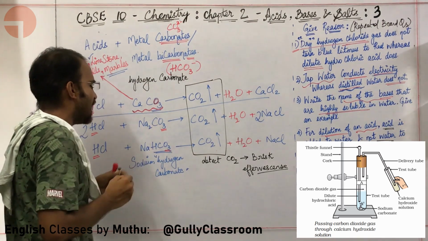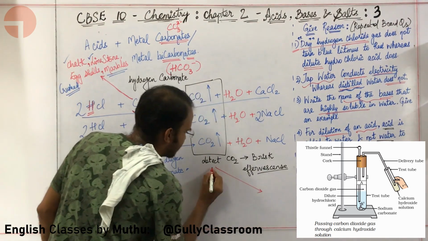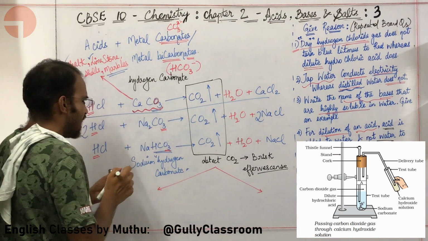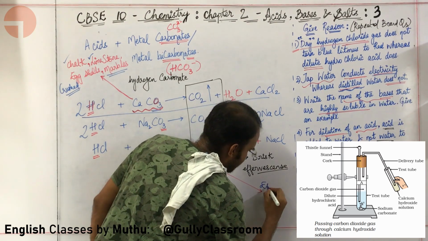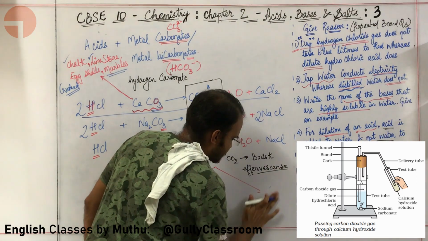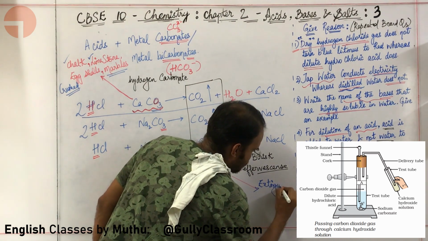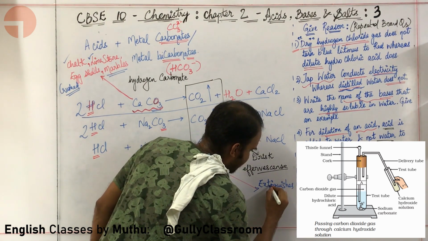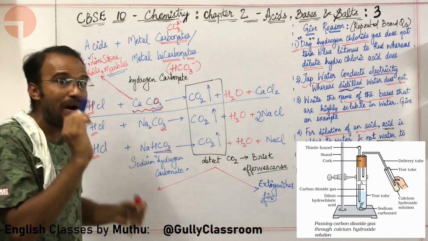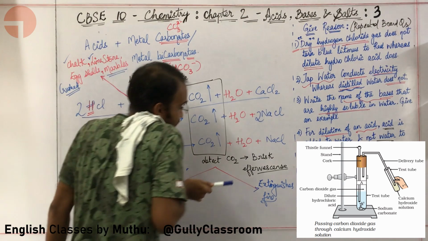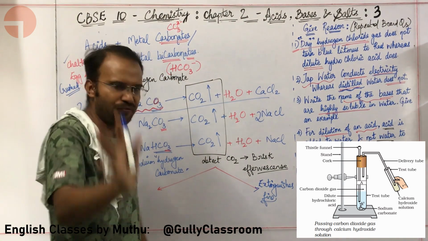What else? Carbon dioxide can be detected by 2 other methods. Carbon dioxide extinguishes fire. So when you take a burning splinter nearby, carbon dioxide will simply put out the fire.